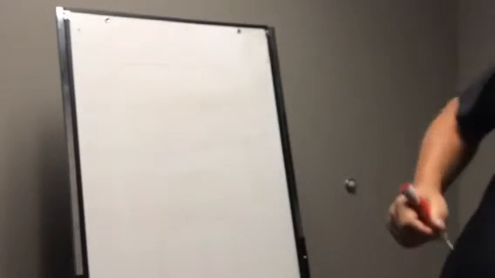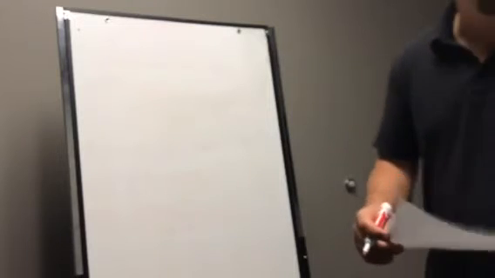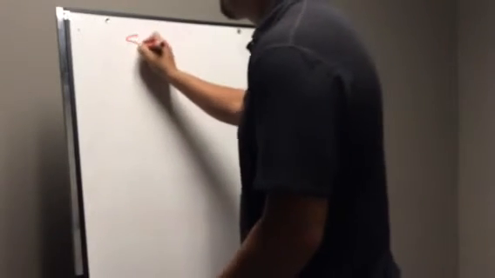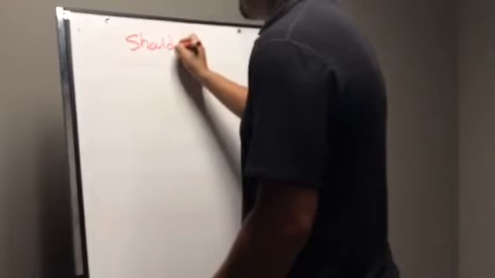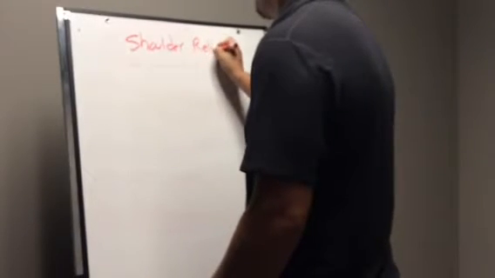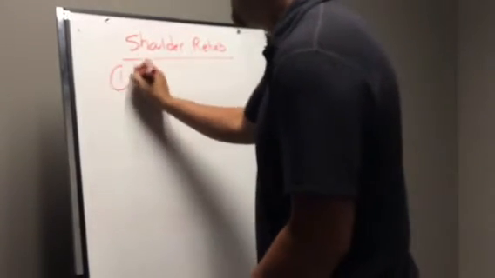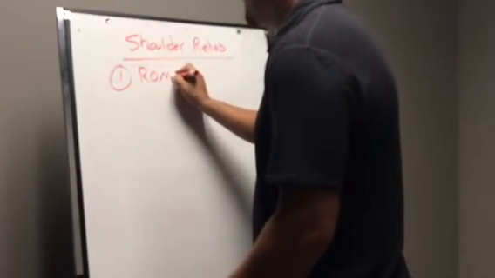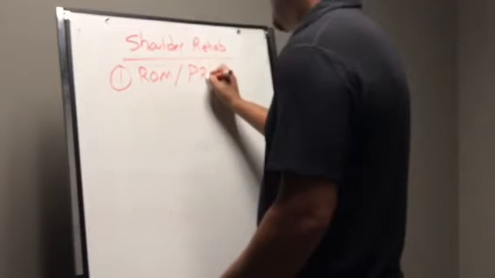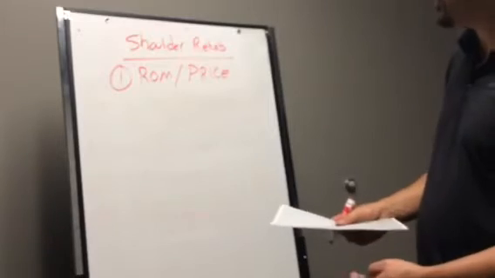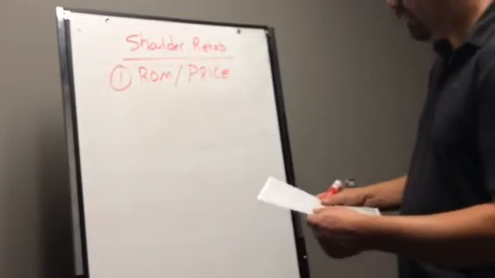Okay, so we're going to talk about shoulder rehab and some differences with them versus lower extremity injuries. So, we still have our 5 stages of rehab. They're a little bit different. So for shoulder rehab, our first stage is range of motion and PRICE. Okay, so protection, rest, ice, compression, and elevation, and some gentle range of motion.